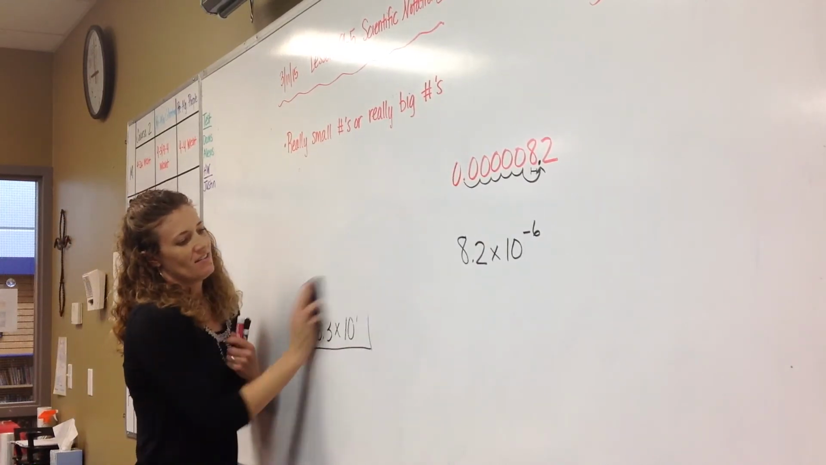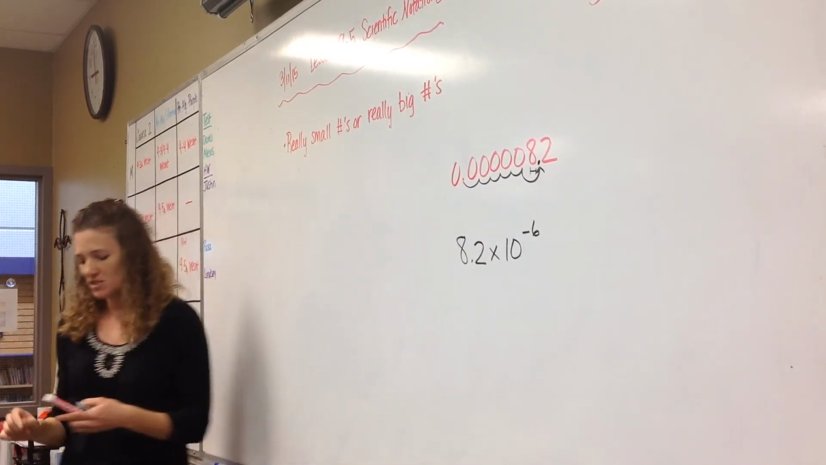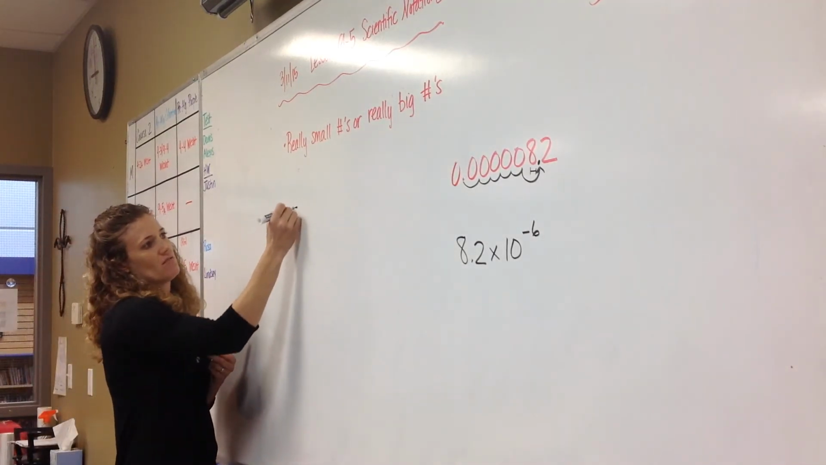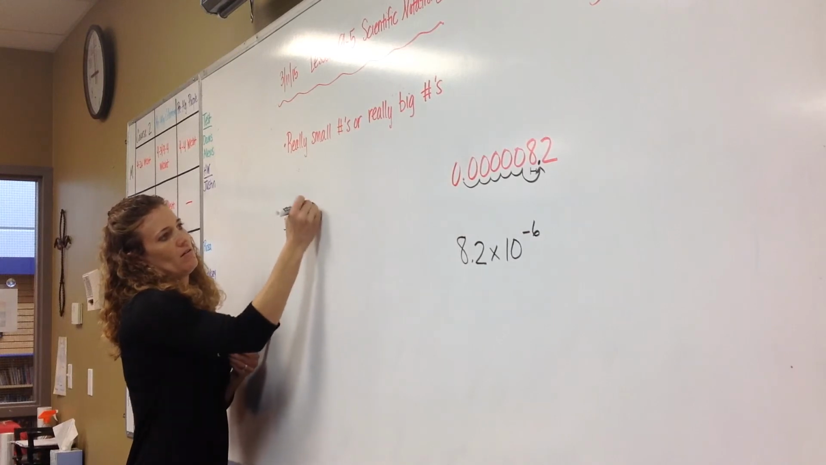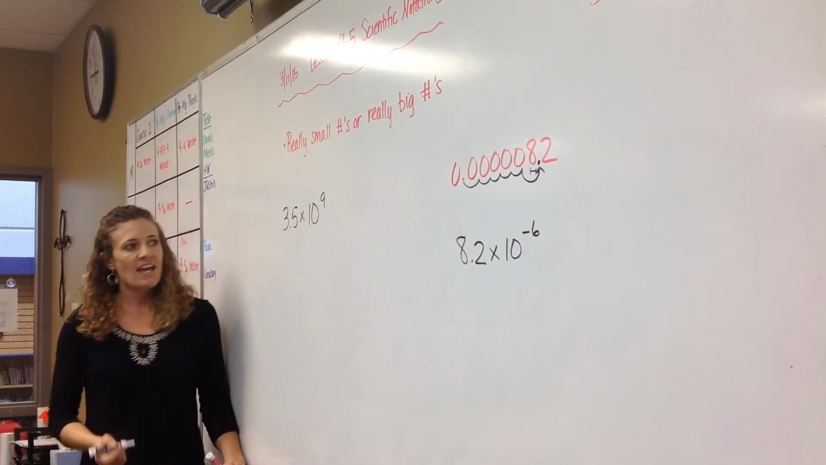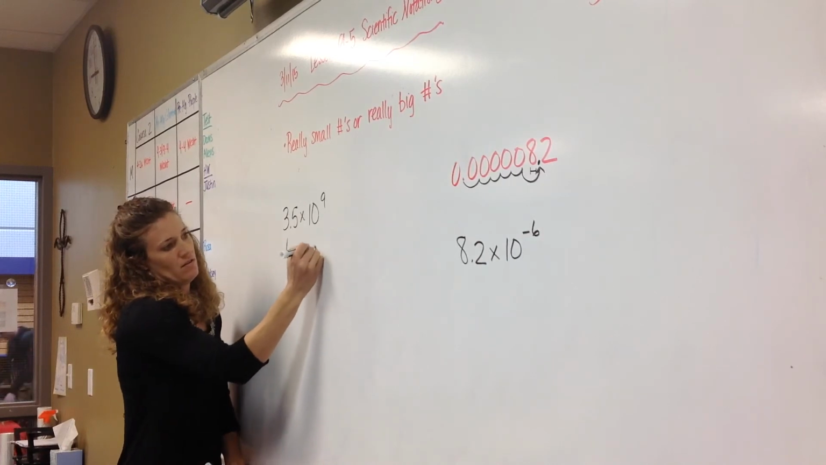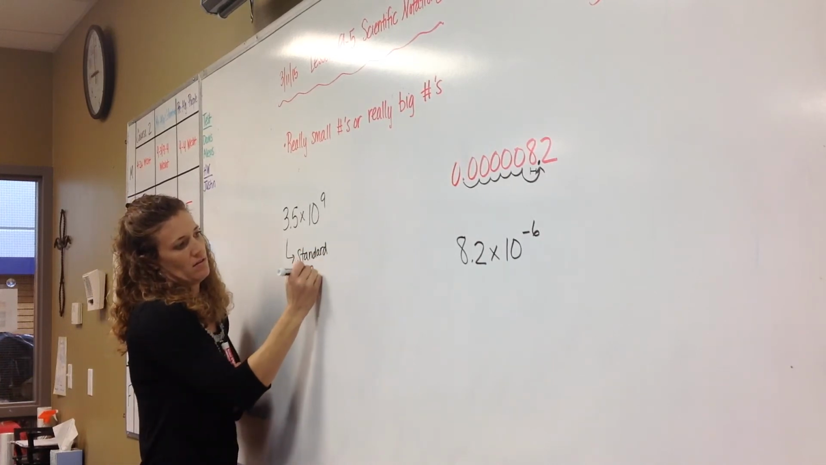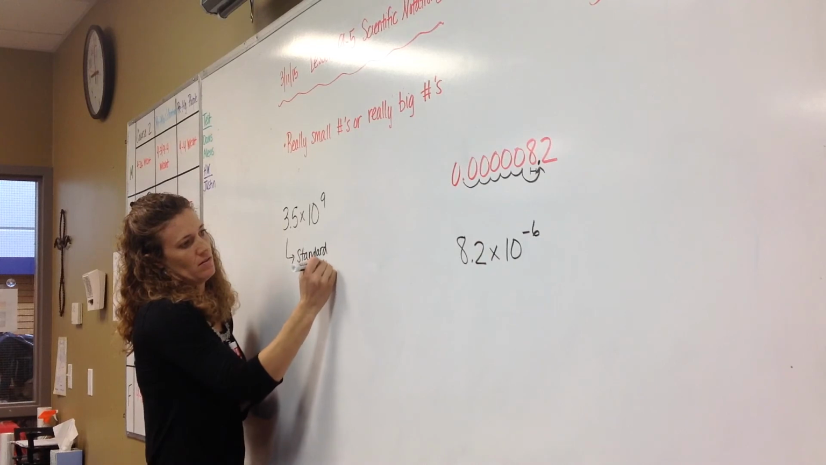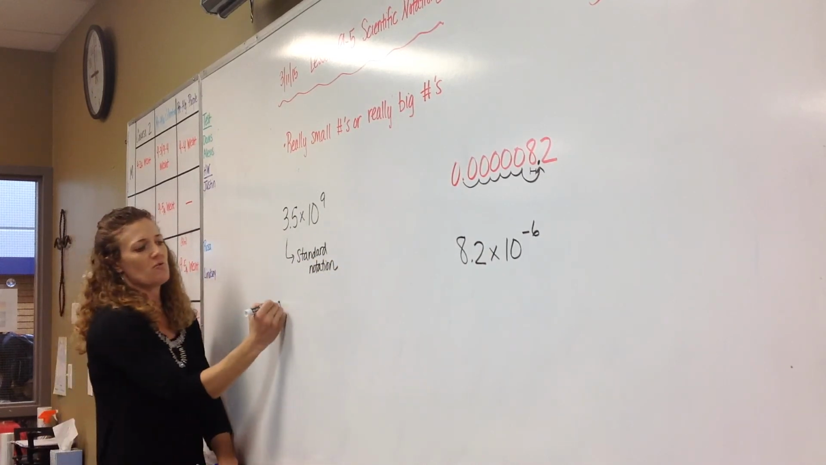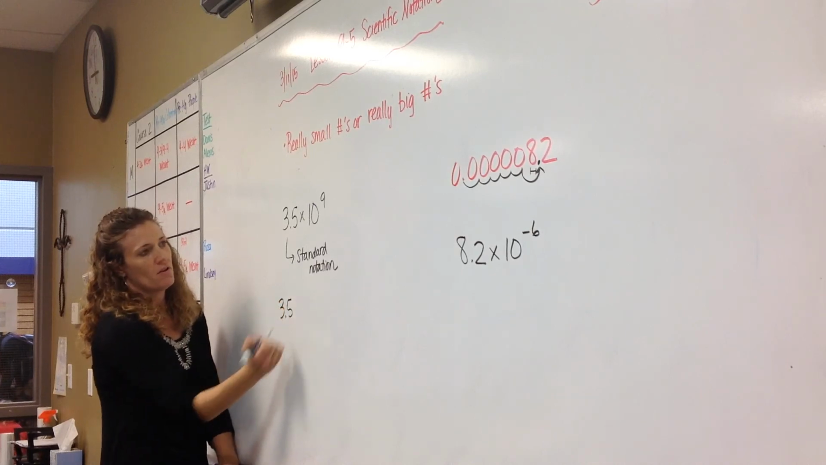Okay, what if we go backwards? What if I give you a number in scientific notation, and I want it in standard notation? Now what do I need to do? I start with 3.5.